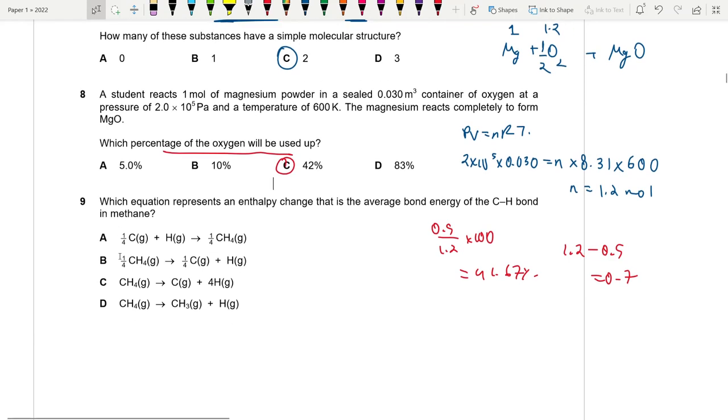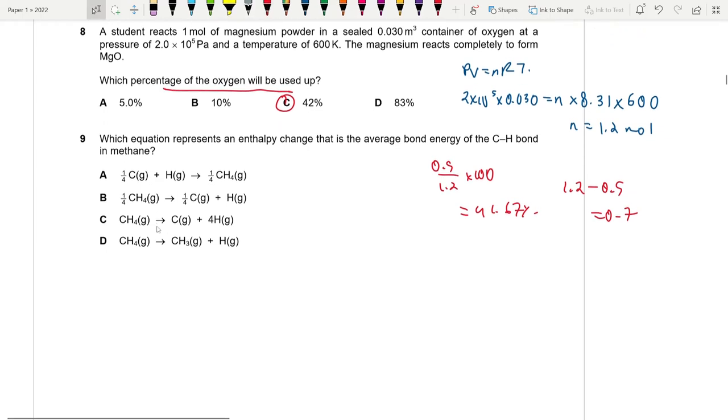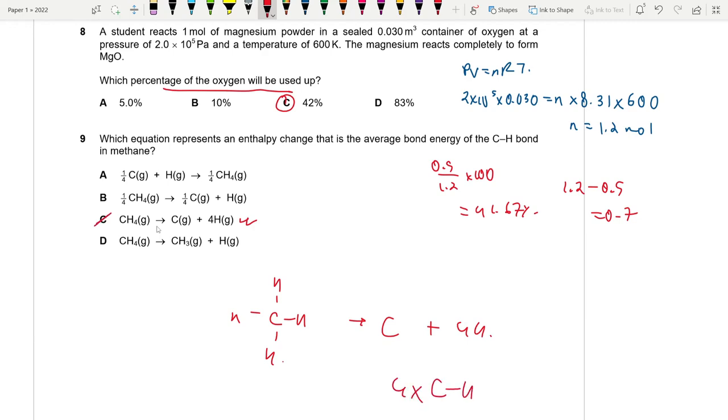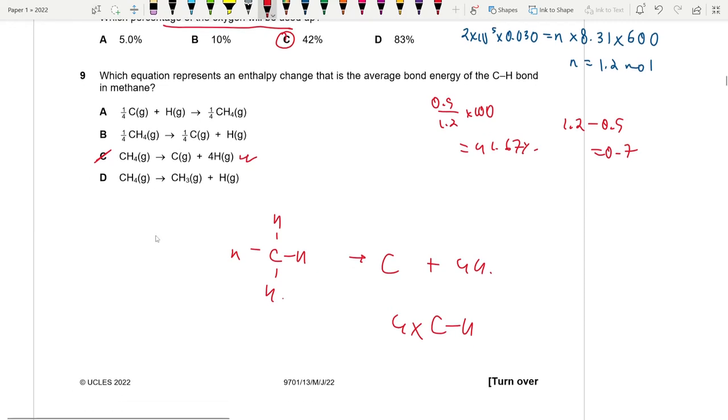9. Which equation represents an enthalpy change, that is the average bond energy of the C-H bond in methane? Okay, so this one over here, 9C, this actually represents, when you break this up to C plus 4H, you're getting the bond energy for 4 of these. That's why C is not the answer. What if we just multiplied 1 by 4 here? Then we'd actually end up with the bond energy for C-H, right? That is exactly why the answer is B.